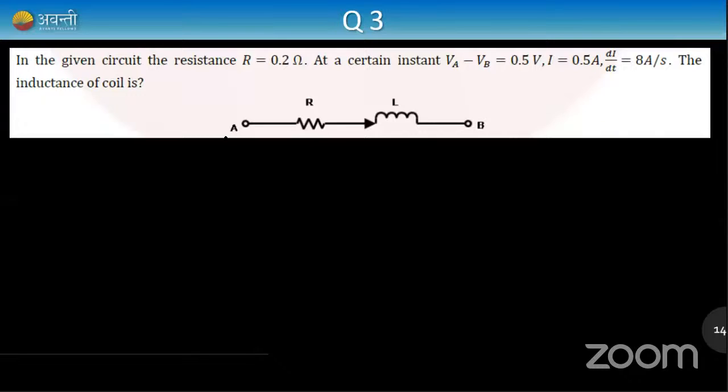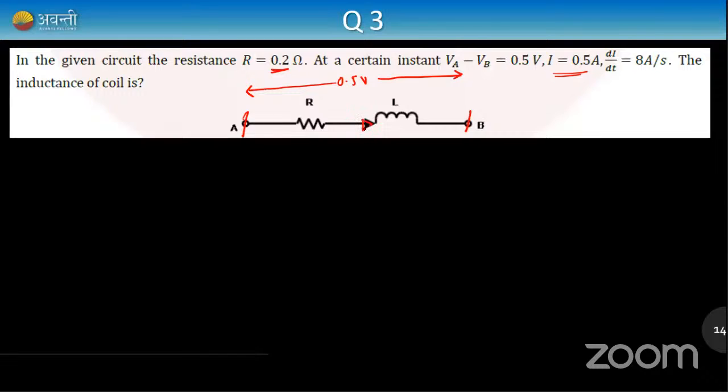Coming to one more important question here, in the given circuit. Notice here very carefully. In the given circuit there's a resistance of 2 ohms. At a certain instant, at a certain time, the potential difference between A and B, between this point and this point, is 0.5 volts. And at that particular time, the current flowing in this direction is 0.5 amperes.